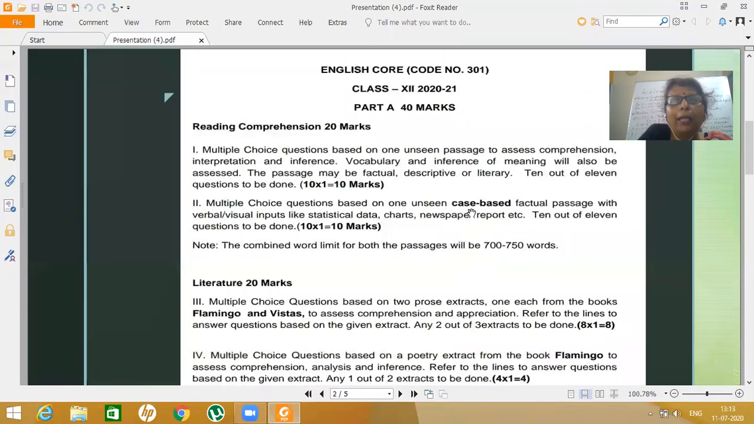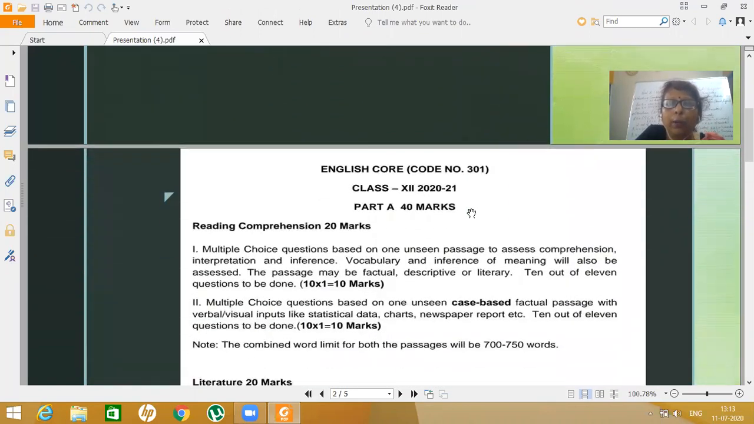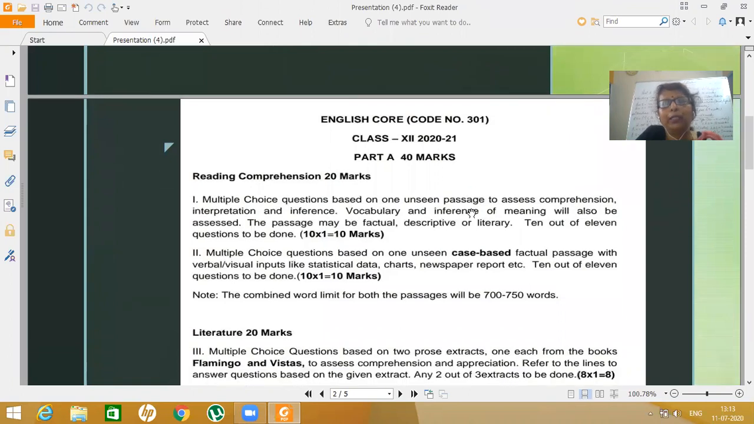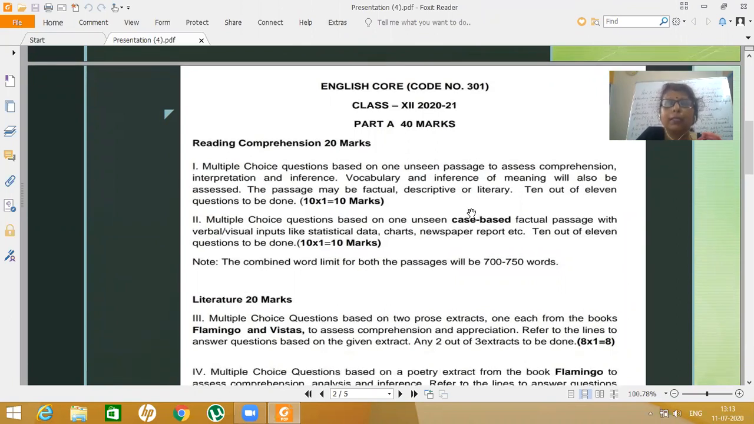So as you can see, this is the revised syllabus, English code number 301, standard 12, 2020-21. Part A is of 40 marks. Now the whole English syllabus has been divided into two parts. The first part is of 40 marks, that is part A. And most of it, I won't say all, but most of the questions, they are MCQ. Okay, so this is the objective type of questions that we'll be getting. In this, leaving 8 marks, all the rest of the questions, they are MCQ.